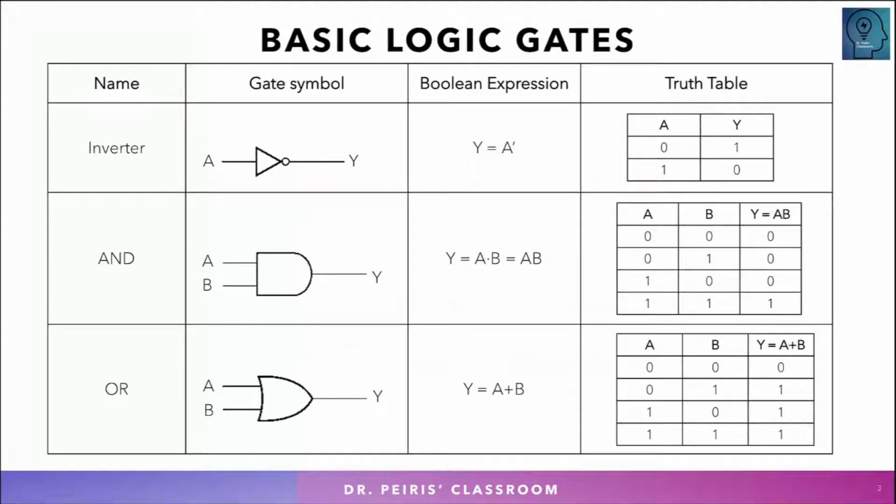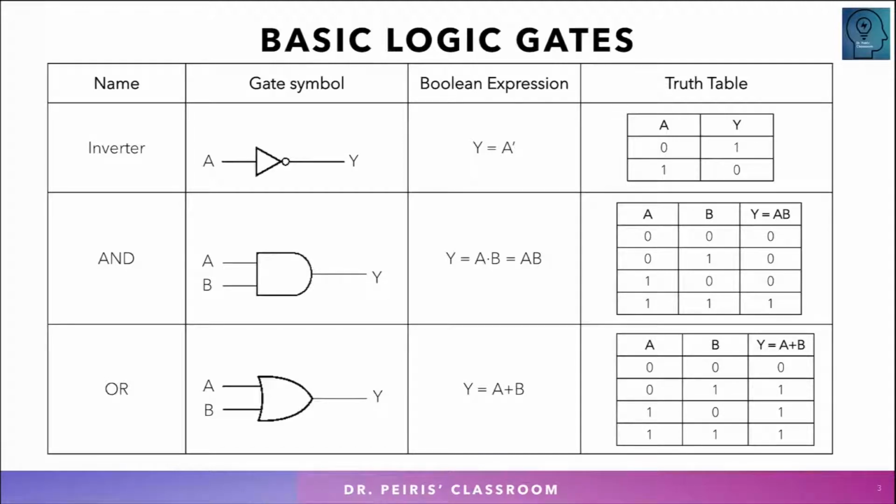So what are the three basic logic gates? These are the three basic logic gates: the inverter, AND gate, and OR gate. This is the gate symbol for the inverter, and the boolean expression is Y equals A prime. Y is the output, A is the input. So what happened in an inverter? If you look at the input column and the output column, you see that the input has changed state. The 0 becomes 1 and the 1 becomes 0. It basically complements the input. Zeros become ones and ones become zeros.